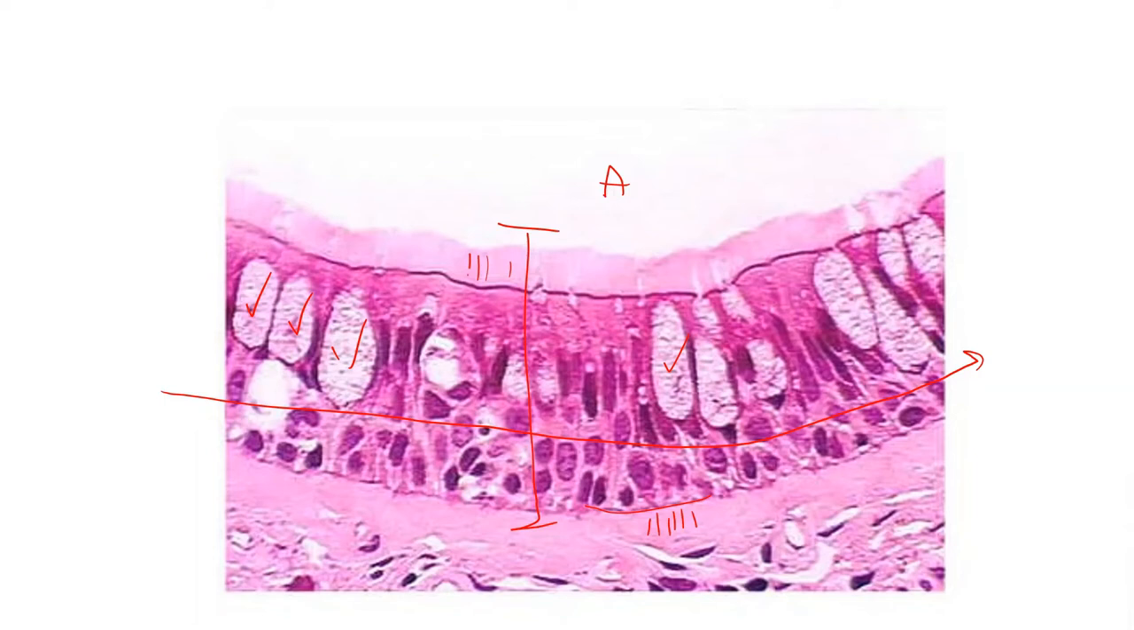What's the function of this? Absorption and secretion. Looks like secretion here, mainly because so many goblet cells. Where would I find this? Respiratory tract, primarily.